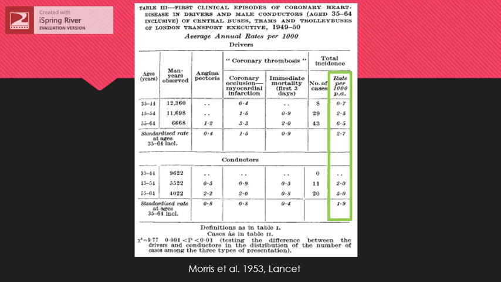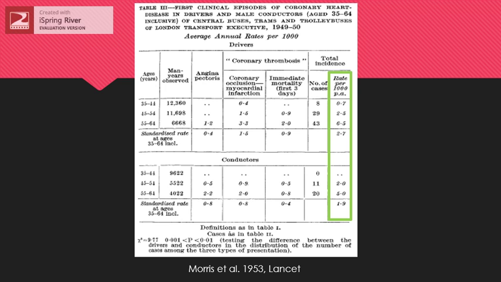So that means what you see here in this column highlighted in green is incidence density, not cumulative incidence. They're accounting for the amount of time that people were exposed. Another way you can tell this is man years observed. So that's the number of years that these men worked for, their age times the number of years they worked for the London Transport.